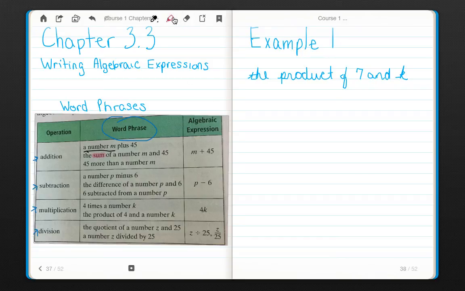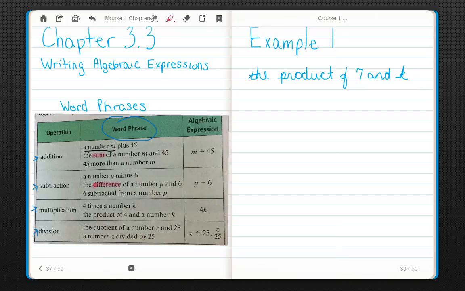The difference. Difference tells you to subtract. The difference of a number p and 6. 6 subtracted from a number p. All of these mean p minus 6.